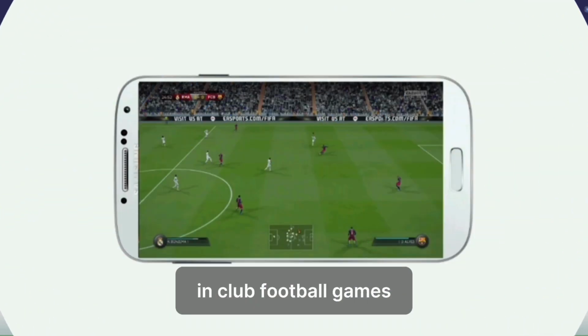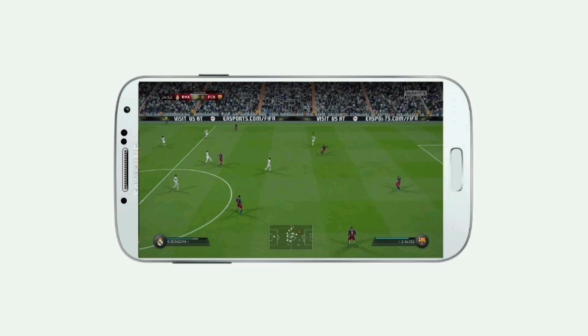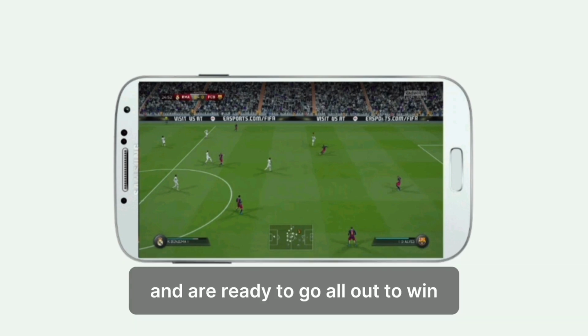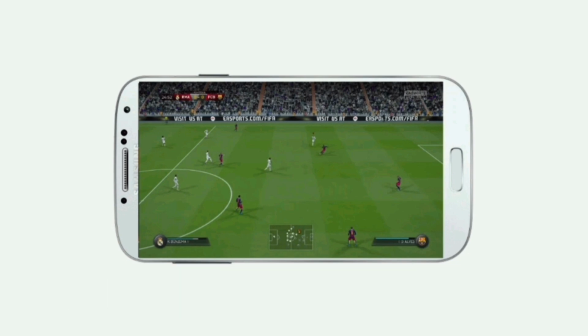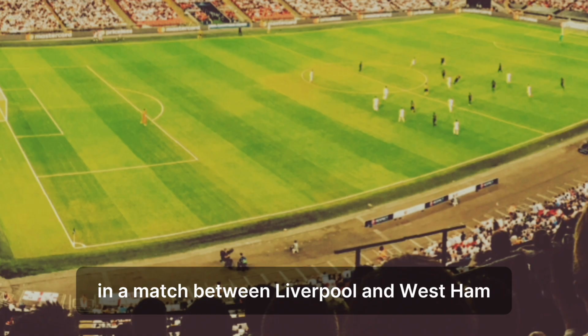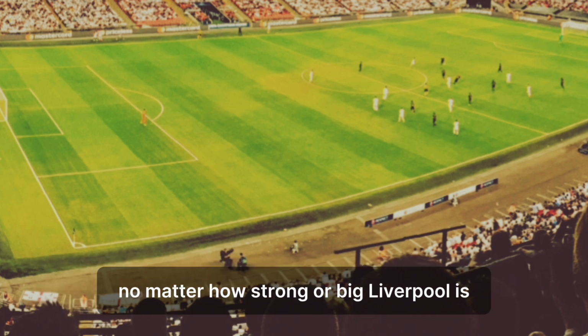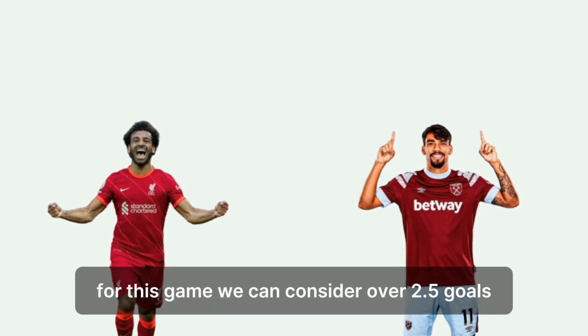In club football games, there are 2 types of teams that play against big teams. The first are those that don't care about the big team status and are ready to go all out to win, and the others are those that just want to draw and will park the bus to get that draw. Liverpool and West Ham: West Ham is a decent team, and they won't cower or go totally defensive no matter how strong or big Liverpool is, so they will go for the win and try to score goals. For this game, we can consider over 2.5 goals.